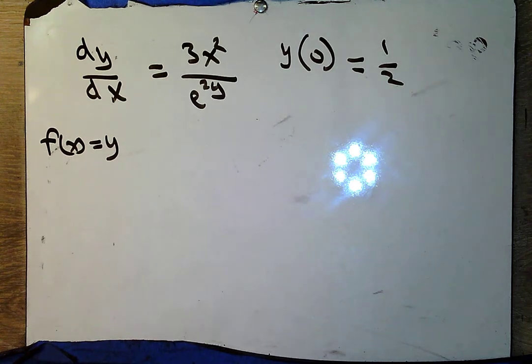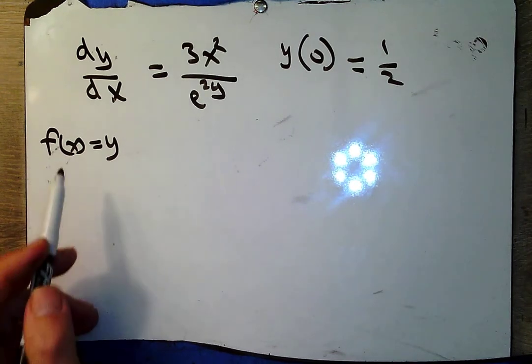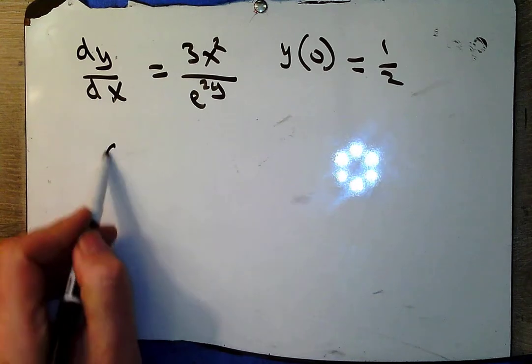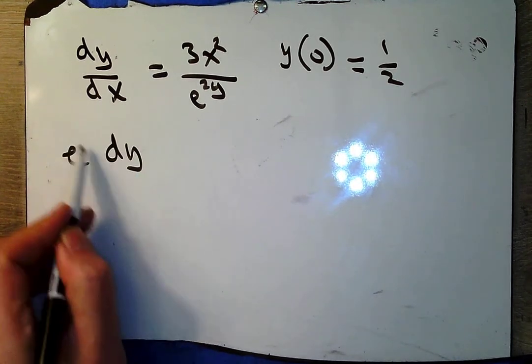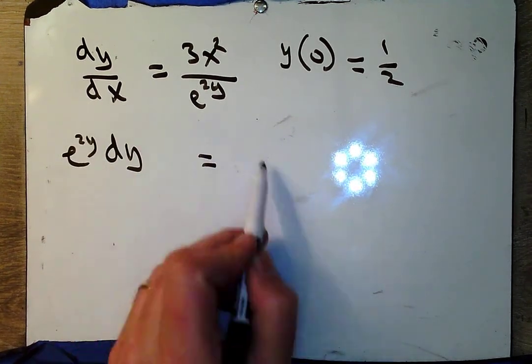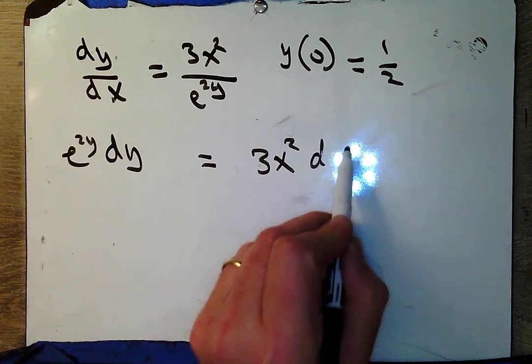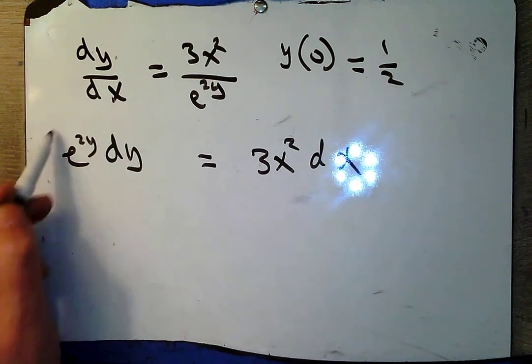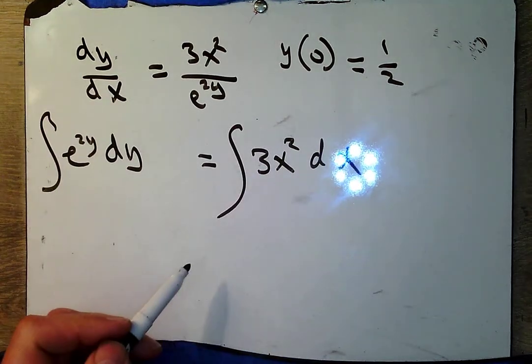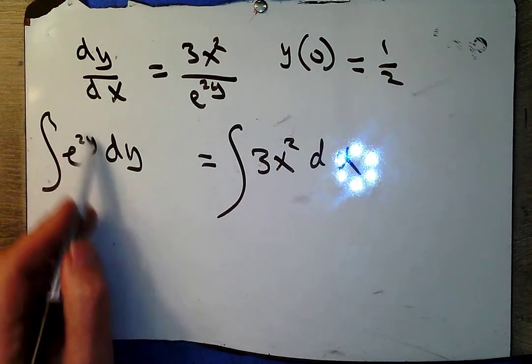No, actually, I guess I can't because you're back. So here we go. We'll do separation of variables. e to the 2y dy equals 3x squared dx. And we integrate. Okay, so what's the antiderivative here?